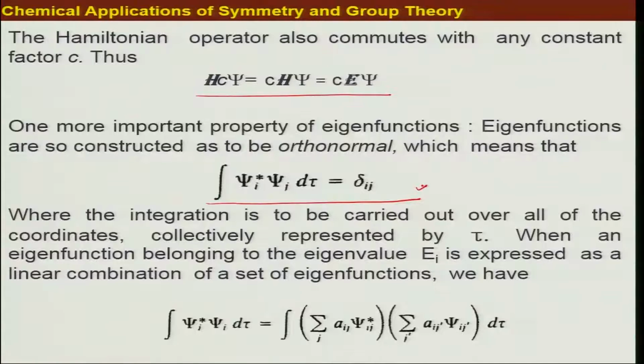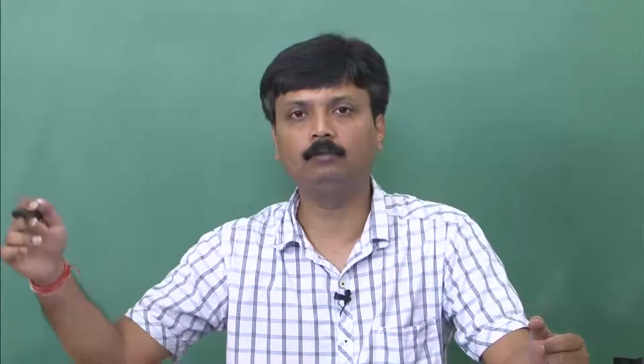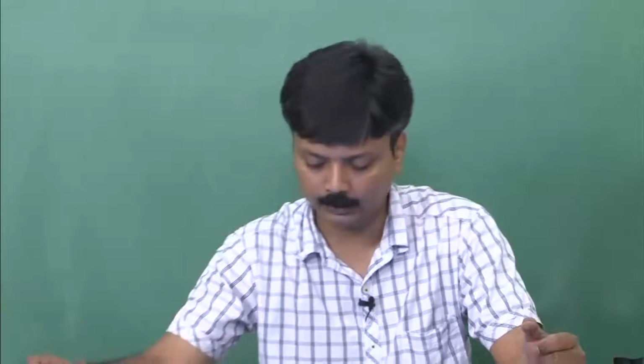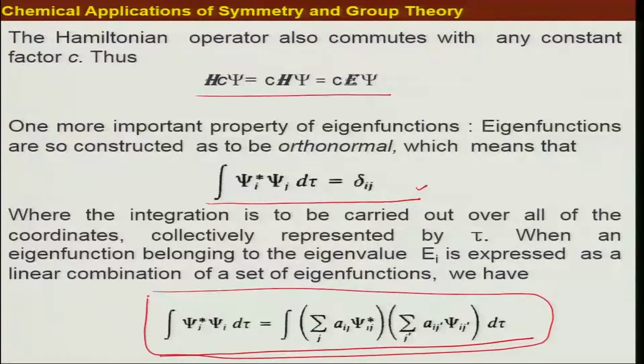So that is shown here, and when an eigenfunction having a particular eigenvalue, say Ei, okay, is expressed as a linear combination of a set of eigenfunctions, then we can write like this. Right. So what we mean here is that I can write the eigenfunction as a linear combination of several eigenfunctions. So psi equals, say, psi i, psi j, psi k, and so on. So there will be coefficients like c i, c j, c k, and all these things. So that is given here, that this energy also can be expressed as a linear combination of a set of eigenfunctions.